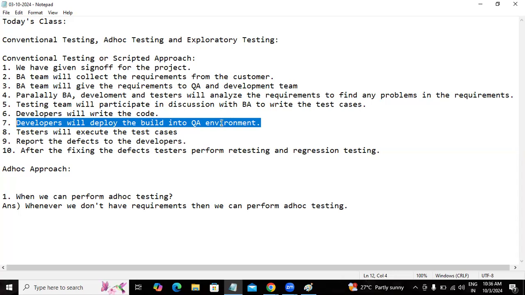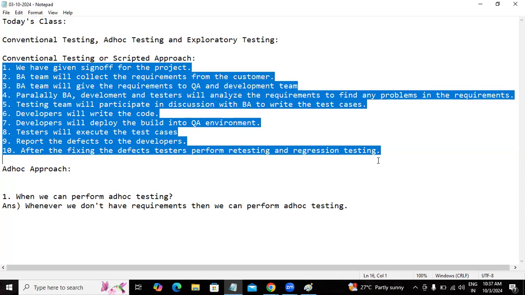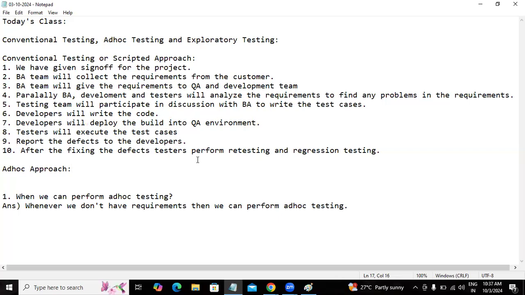Suppose you miss some defects and the client finds them. They ask why you missed them. You can say that actually we don't have requirements, so that is the reason we missed this type of defects. But in conventional testing, if you miss any defects, you need to give a proper reason why you missed them. Do you understand?